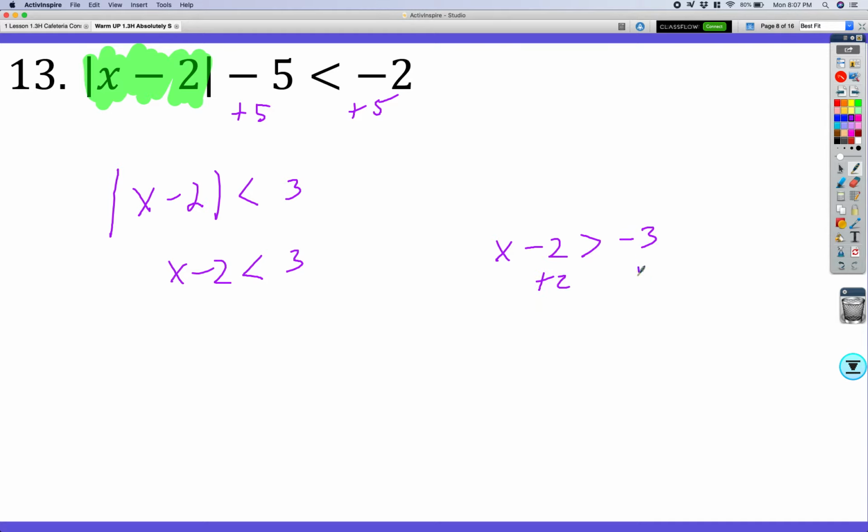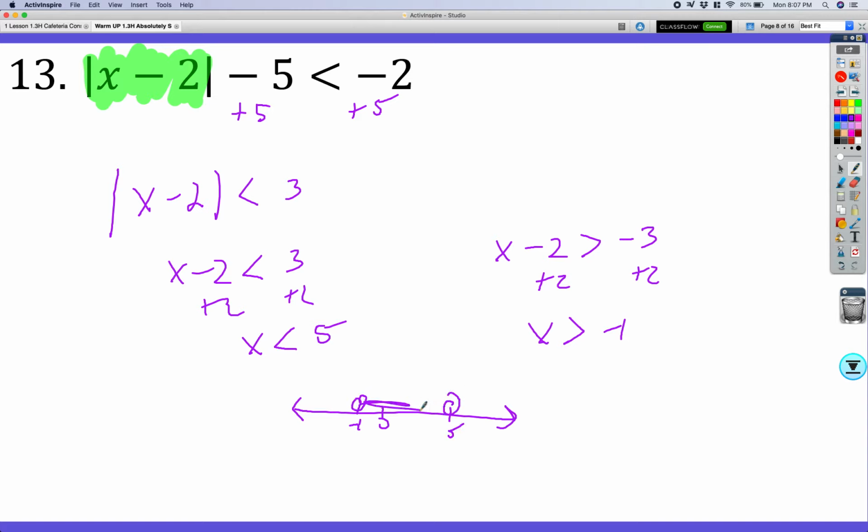So when I solve these, I add 2 to get x is greater than negative 1. Add 2 to get x is less than 5. So for something to be greater than negative 1 and less than 5, let's see, we've got 0, negative 1, 5. First off, it would be open circles, and I would shade everything in between. To write this in the proper form, it would be x is less than 5 and x is greater than negative 1. Okay?